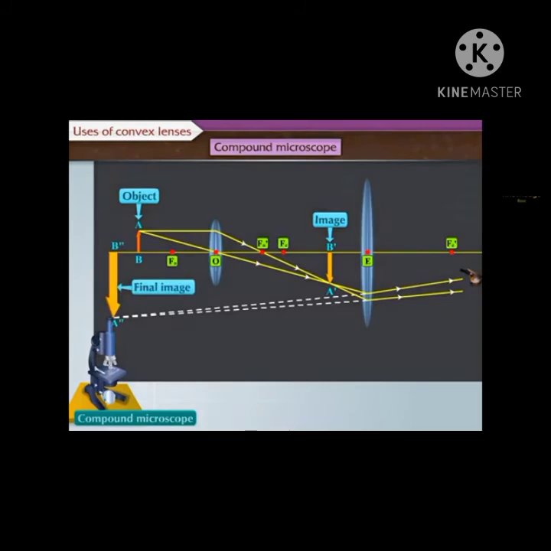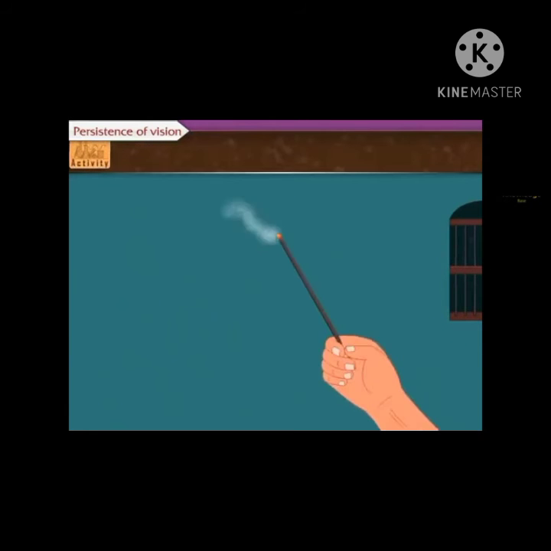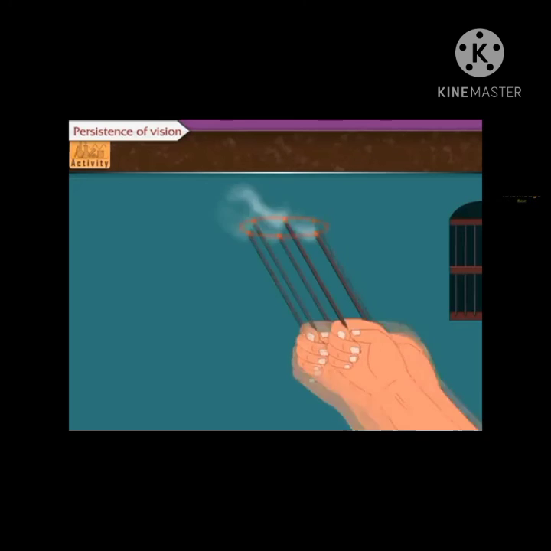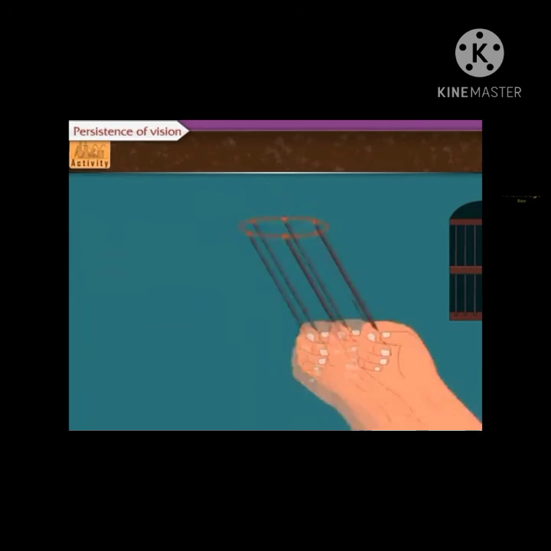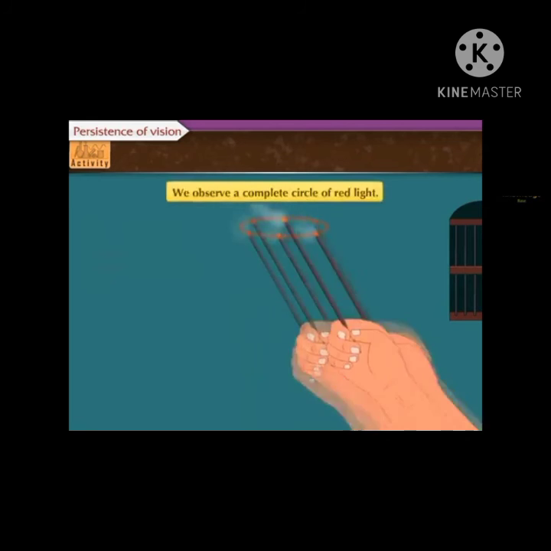Let us now study the next topic, that is persistence of vision. To know the concept, let us now perform some activities. Activity 1. Let us take a burning incense stick. Now let us move it rapidly so that its burning tip describes a circle. What do you observe? We observe a complete circle of red light.